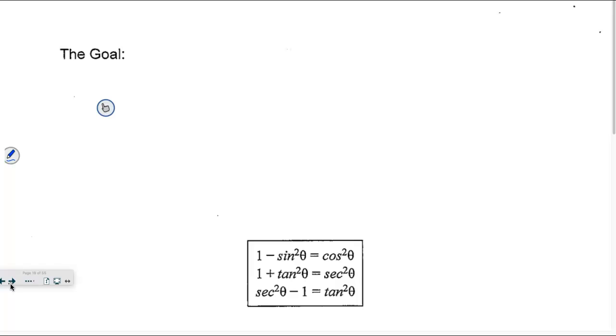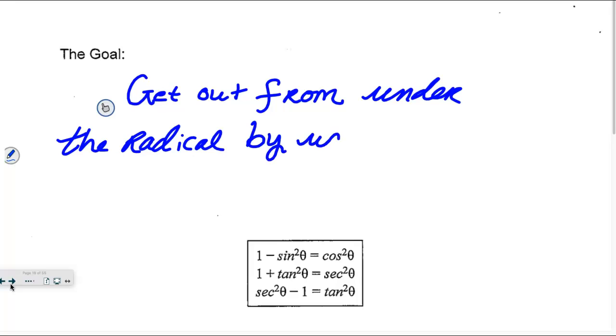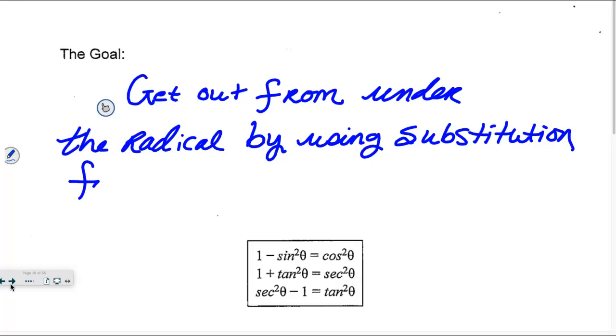So your goal in this is going to be to get out, and we're not going to do any examples until tomorrow, but you're going to want to get out from under the root, or let's call it the radical. So all of them are going to have these roots in them, and you're going to want to get out from under the root by using substitution, and you're going to be substituting for u whatever the function of x is, okay?